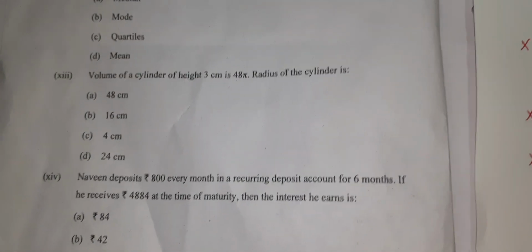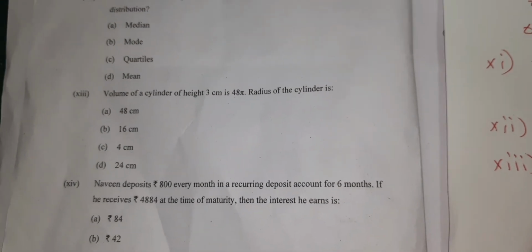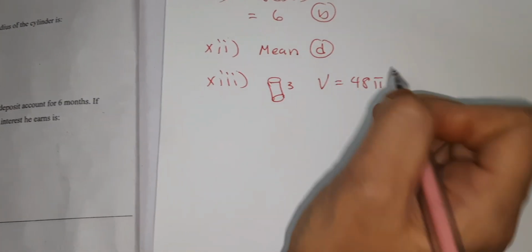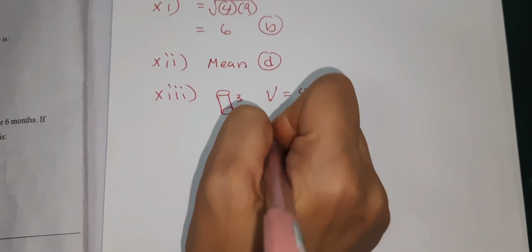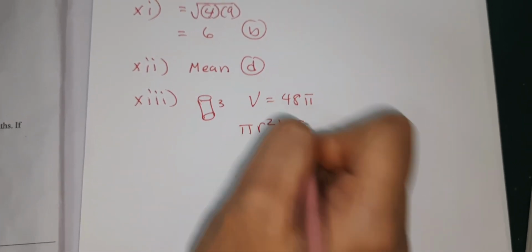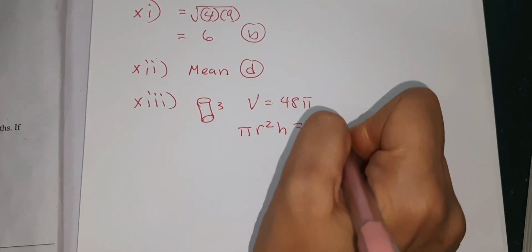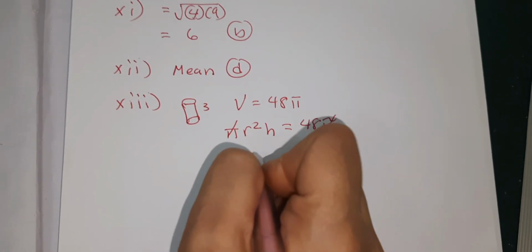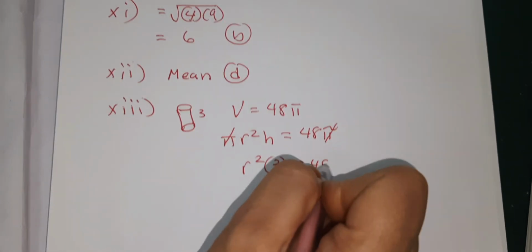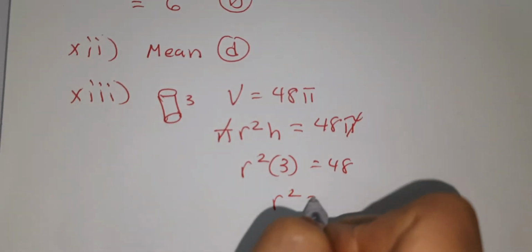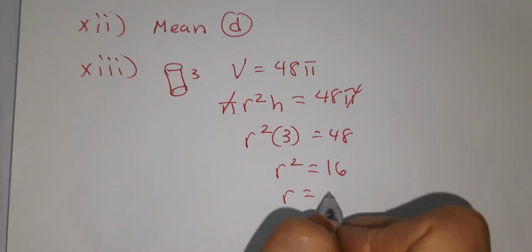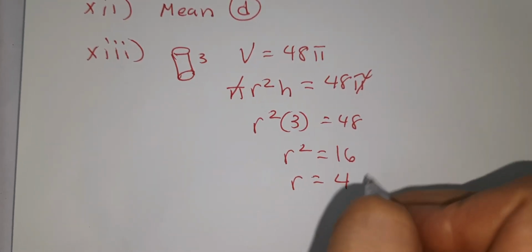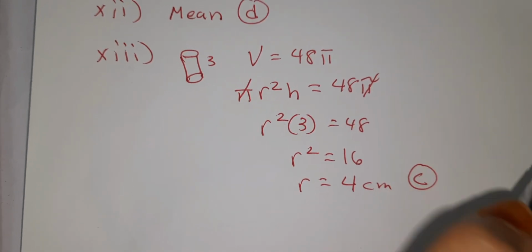Okay. Then question 13. Volume of a cylinder of height 3 is 48 pi. So volume is equal to 48 pi. Volume formula for a cylinder is pi r squared h. So our volume is equal to 48 pi. I can cancel the pi's. Now they told us the height is 3. So r squared into 3 is equal to 48. Divide the 3 on the other side. r squared is 16. Take the square root. r has to be 4. Okay. So 4 centimeters. That is option C.